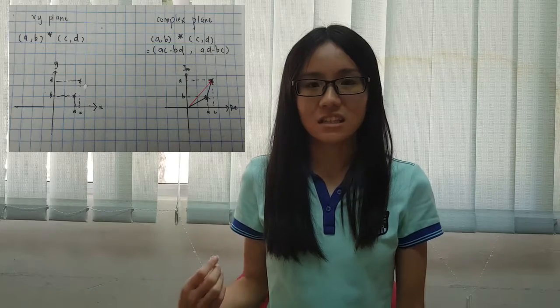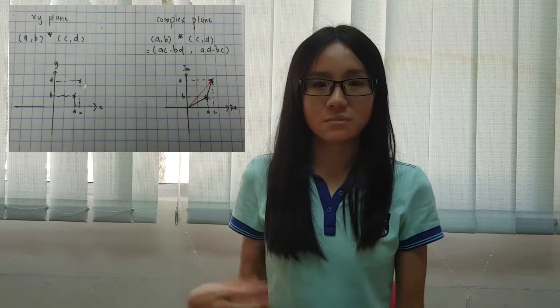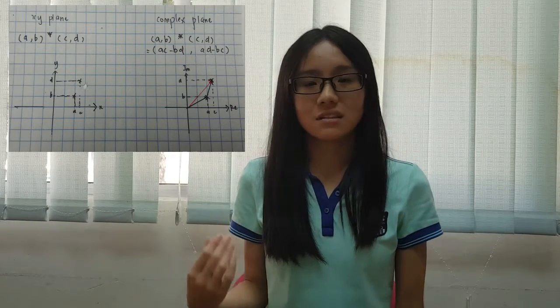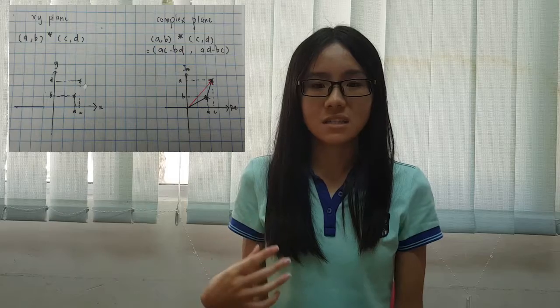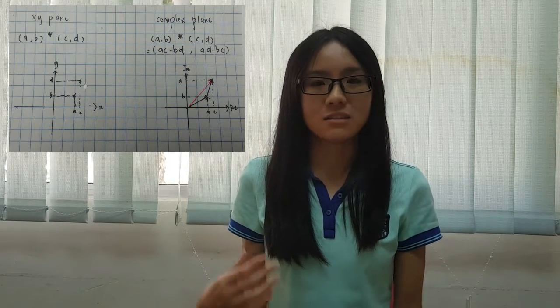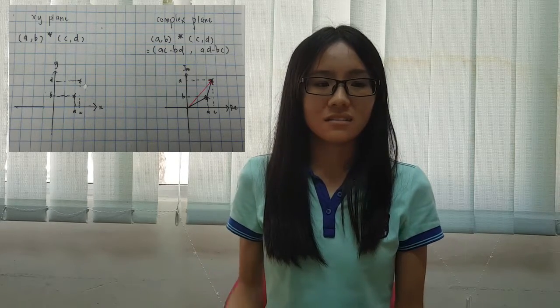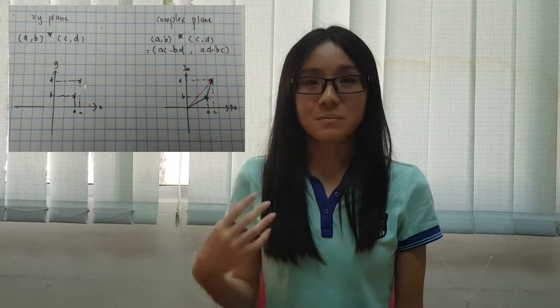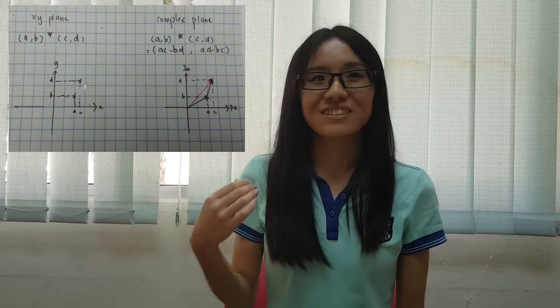For example, (a,b) times (c,d). In the XY plane, it is meaningless. It doesn't give any meaning. But in the complex plane, (a,b) times (c,d) gives us (ac minus bd, ad plus bc). And so the complex plane is dimension connected. Next, Moon will present the multiplication of complex numbers.